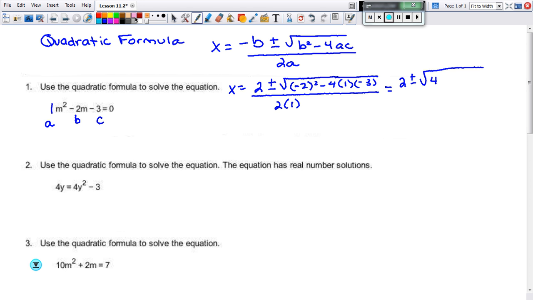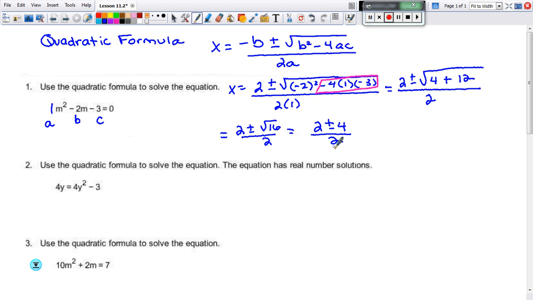After you do that, everything else after the squared, that all gets multiplied together. So negative times a negative is a positive, and 4 times 3 is 12. And that's going to be over 2. So you get 2 plus or minus the square root of 16 over 2. The square root of 16 is 4, so 2 plus or minus 4 over 2.